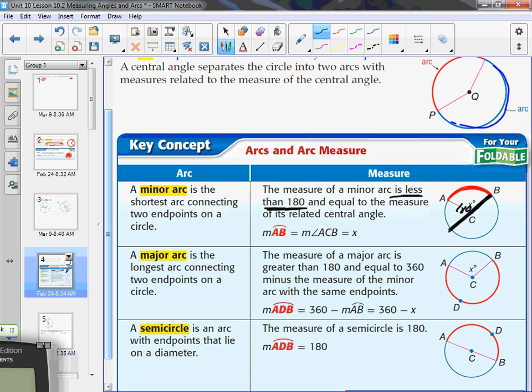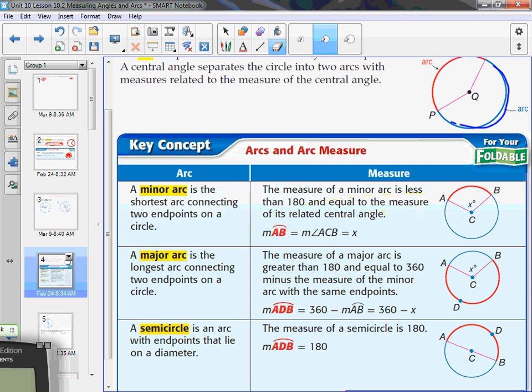Now, here's a part, and I've already told you this, but the book kind of hides this, and I don't know why. The measure of a minor arc is equal to the measure of its central angle. So a minor arc is the shortest arc connecting two endpoints. It's less than half a circle. Its measure is less than 180. And its measure is equal to the measure of its central angle.